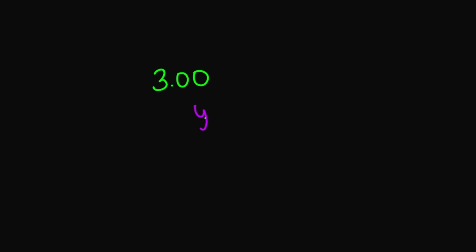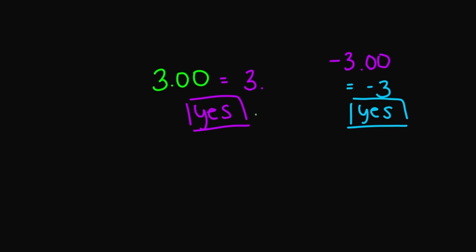Is 3.00 an integer? Yes, it is, because 3.00 is the same as the number 3. And is 3 an integer? Yes, it is. So even if I did negative 3.00, this is also an integer because negative 3.00 is the same as negative 3. Let's look at 1 over 3. Is 1 over 3 an integer? No, it's not an integer.